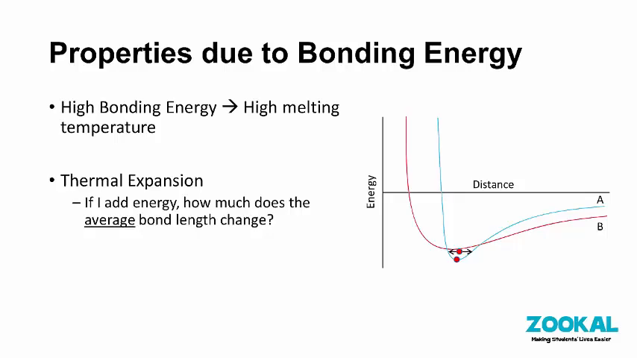The more symmetrical the energy distance graph is around the minimum, the less the average bond length changes with energy. This means that the average bond length of A changes less with energy compared to B, since the energy minimum of A is more symmetrical. Therefore, A expands less than B when heated. This means it has a low coefficient of thermal expansion.